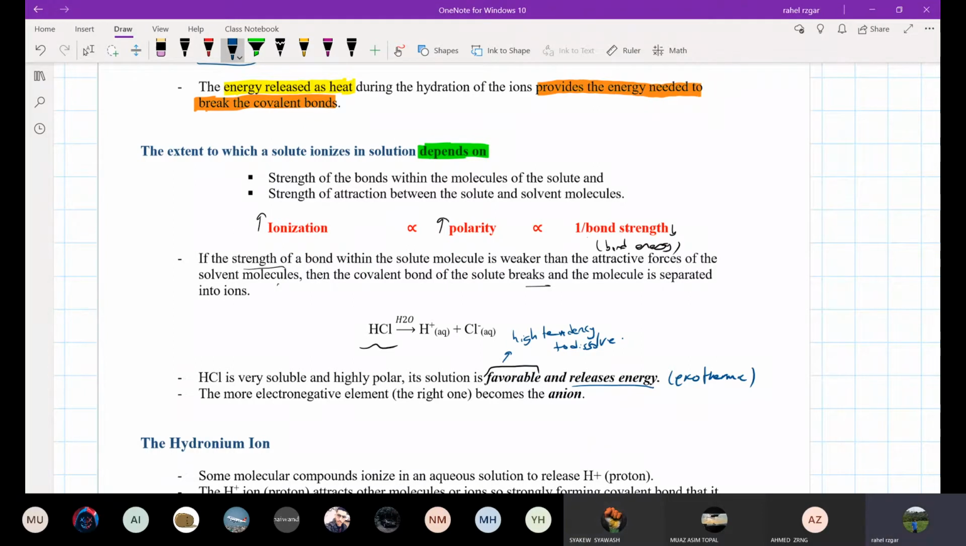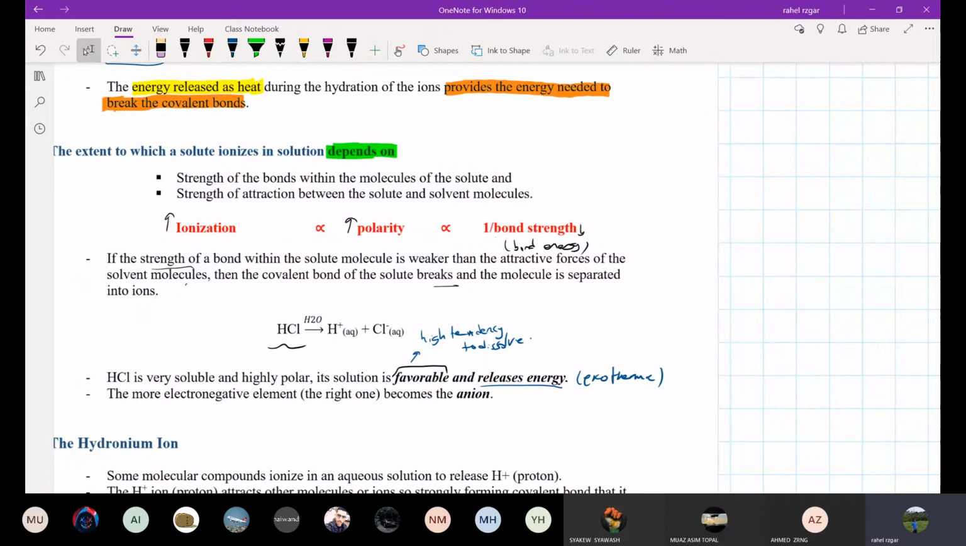Then when a molecular compound dissolves, molecular compounds don't have ions. Then which one becomes the positive? If they are not ions by themselves, which one becomes the positive and which one becomes the negative? According to this note, the more electronegative element becomes the anion, becomes the negative. What is the more electronegative? The one on the right.